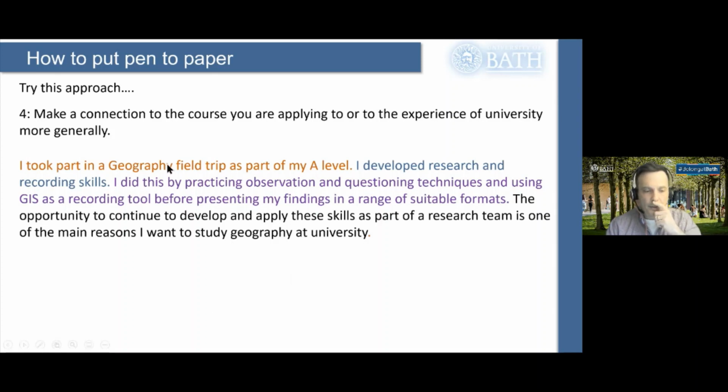So you've got the 3 elements. You've got the A, the B, and the B sort of expanded on, and then the C, tying it closely to the course. The opportunity to continue to develop and apply these skills as part of a research team, because I know that that's what I'll be doing on my course, is the one thing I'm looking forward to.